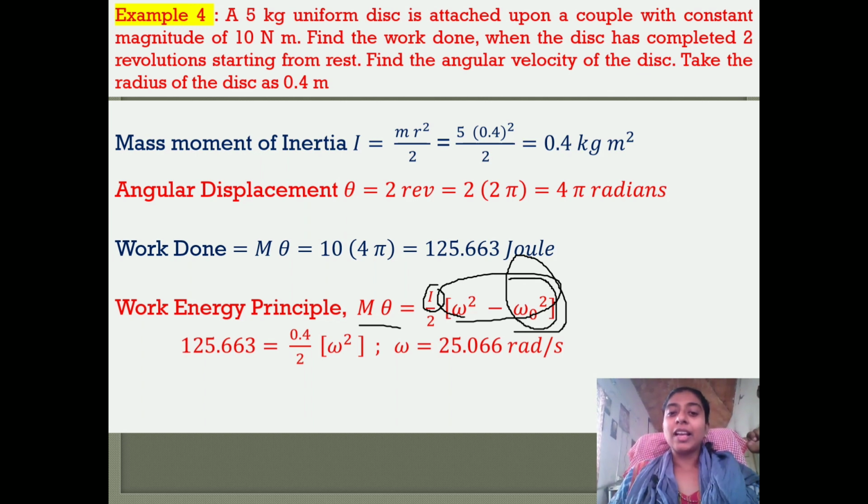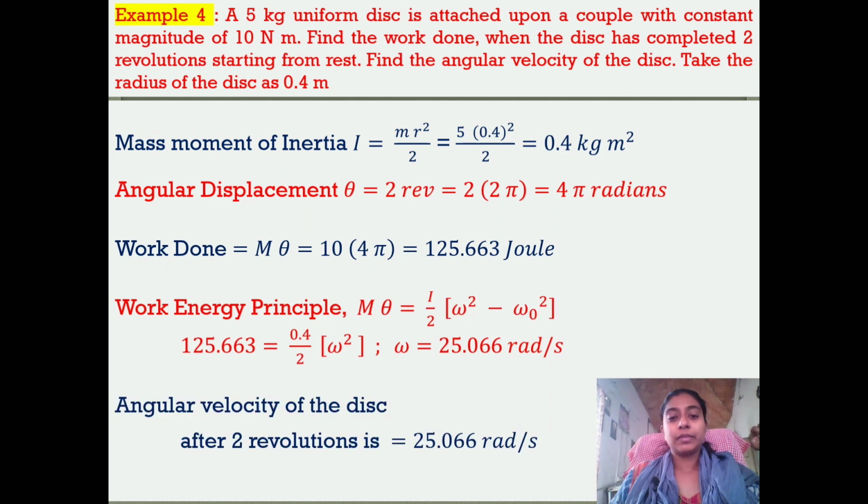So your final angular velocity becomes 25.066 radians per second. Now the angular velocity of the disc after 2 revolutions is therefore 25.066 radians per second. We will go for the next problem.